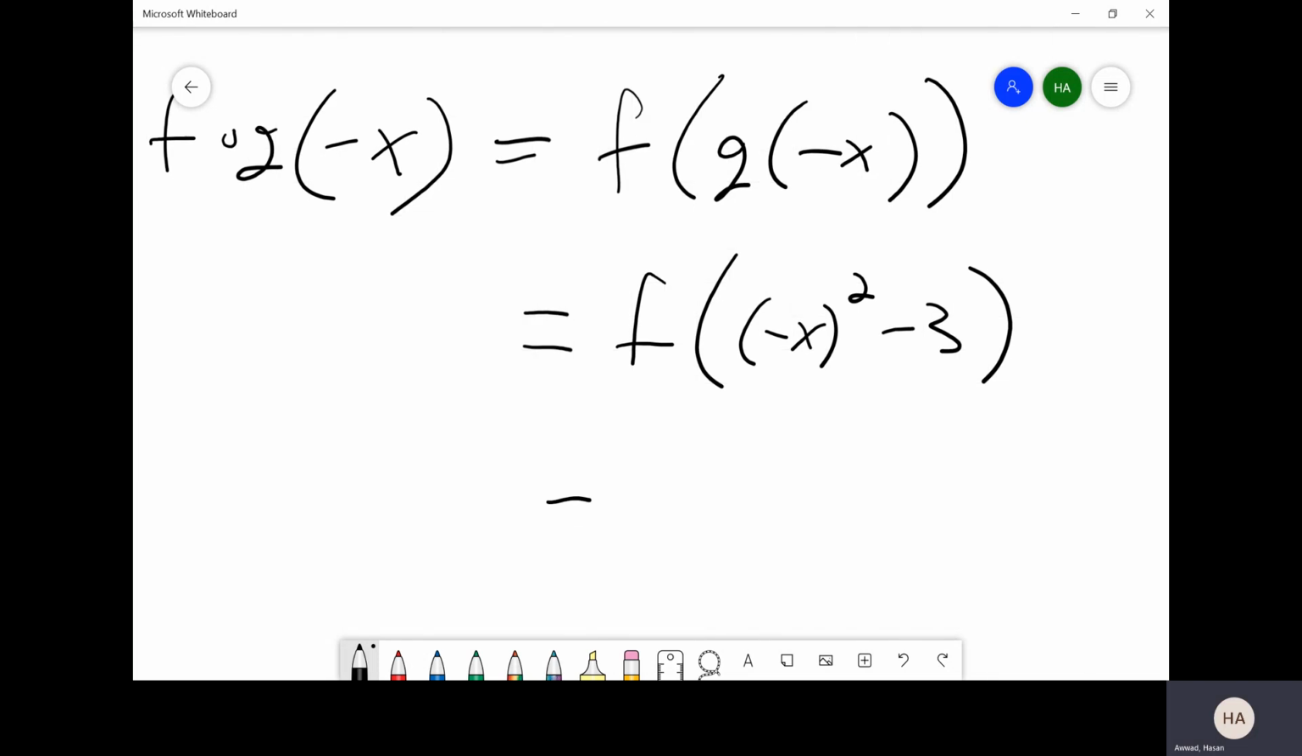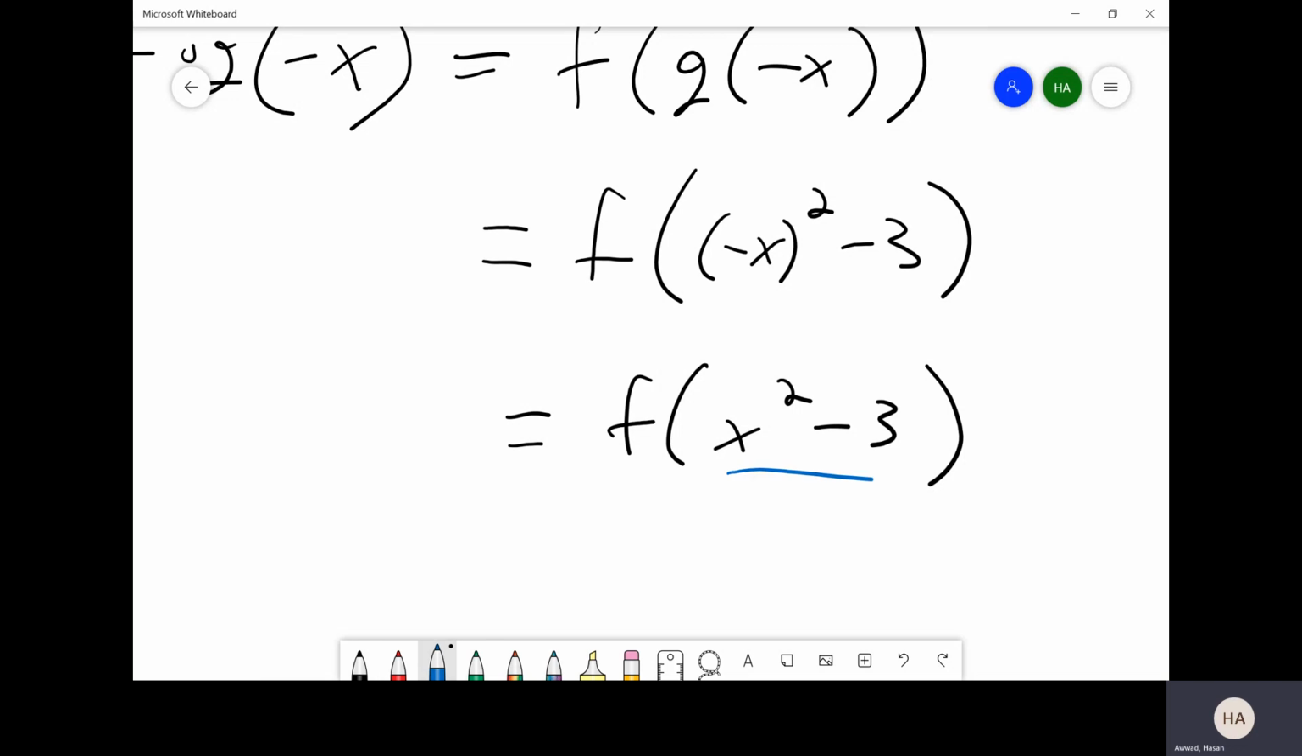Well, lucky for us, negative x squared is really the same thing as x squared, right? So the negative just crosses out, and we don't have to do anything. So we just have f of x squared minus 3. Negative x times negative x, two negatives cancel. We're just left with a positive x squared, right? So we have f of x squared minus 3. We're almost done, but now we see we have a new input.